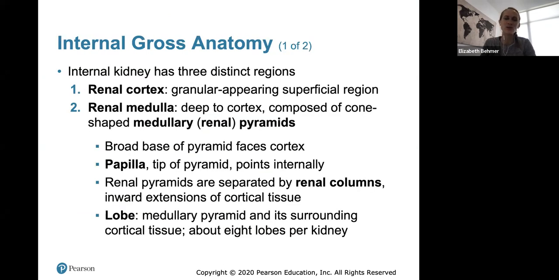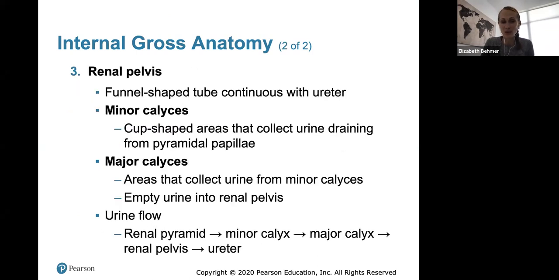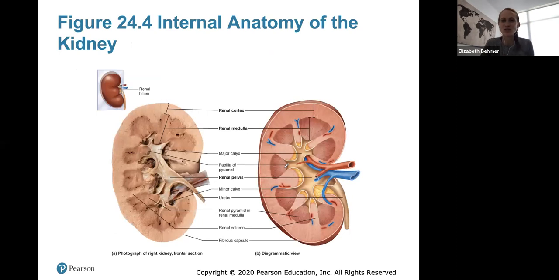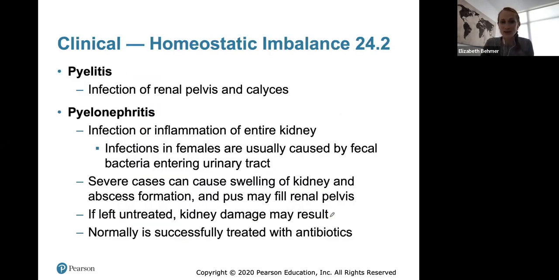That goes through here. Specific parts of anatomy you might not need to know, but you should know generally what the renal cortex is, the renal medulla, the pyramids, the papilla, the lobes, the funnel-shaped tube that connects with the ureters, the renal pelvis, and the minor calyxes drain from each of the pyramidal papilla. Minor calyxes join with major calyxes. You should know this flow of urine through the kidney well, and let's see if we can see a picture. So reviewing basic anatomy of the kidneys will be important as well.